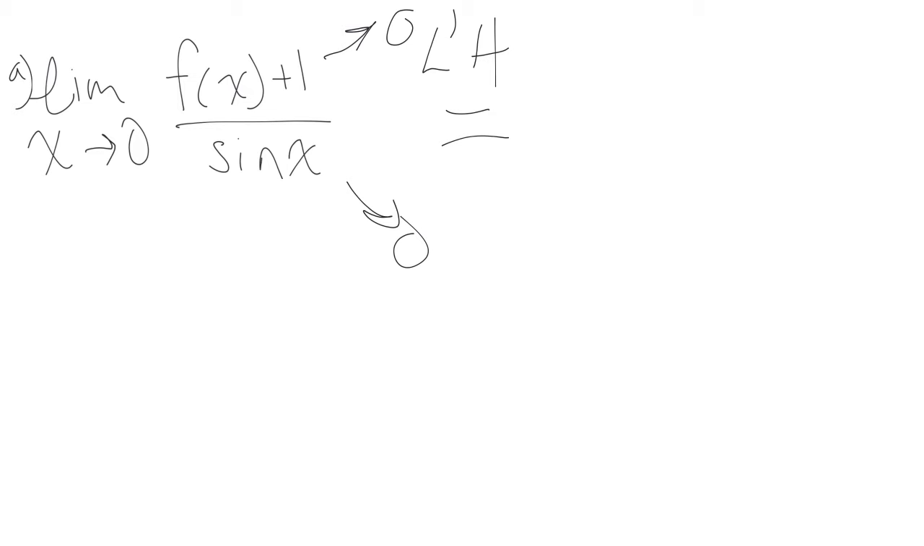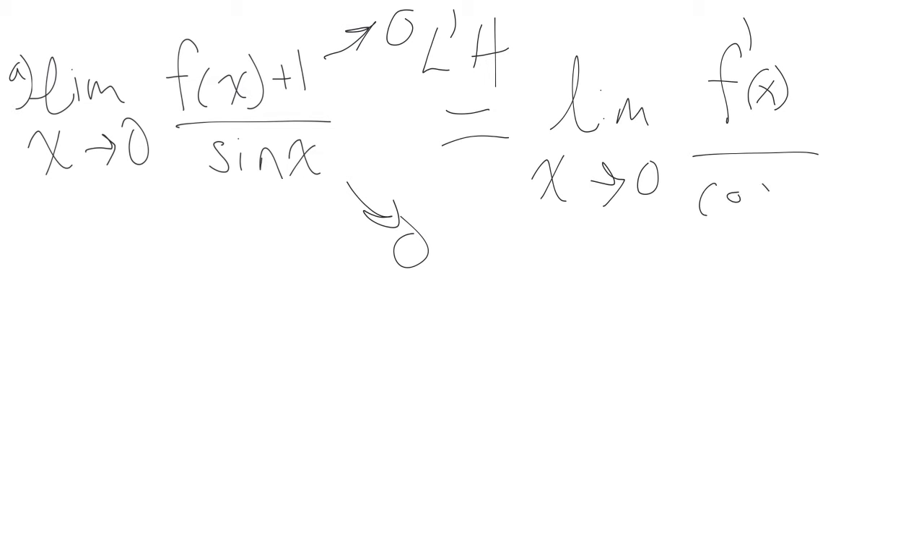That means we're taking the derivative of the numerator and the derivative of the denominator separately, not using the quotient. So I'm rewriting the limit. Don't forget to write this. This is part of our grammar and syntax. So f of x, the derivative of that is f prime of x, derivative of 1, 0, and the derivative of sine is cosine of x.